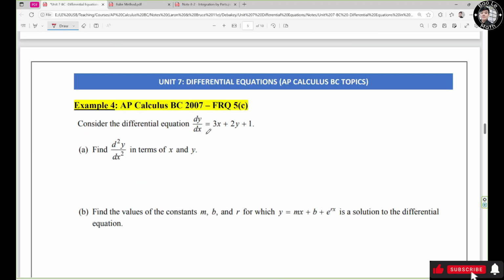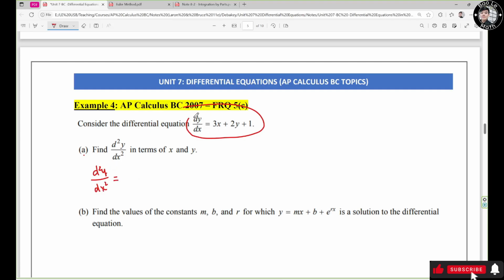Now, example number 4, AP Calculus BC 27, free response question number 5. Consider the differential equation dy over ds equals 3s plus 2y plus 1. Question A. Find the second derivative of this one, right? So we have d squared y over ds squared equals.